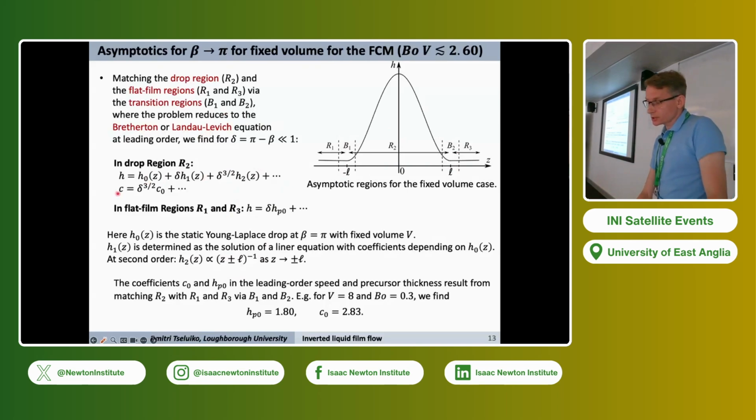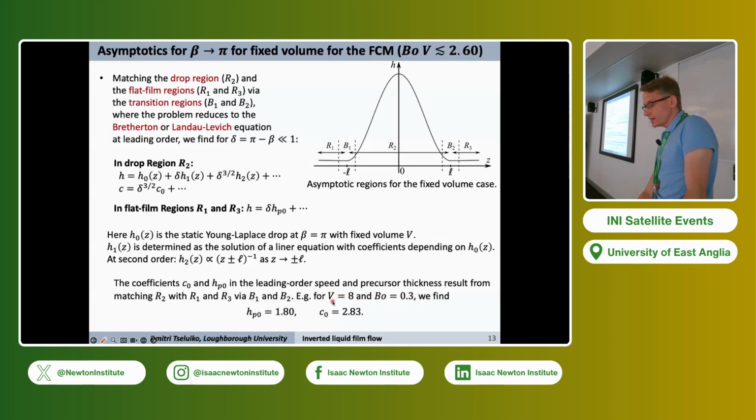Then the speed again scales as delta to the 3/2, where delta is simply pi minus beta. And in the film region, the film thickness scales as delta. These coefficients C0 and HP0 in the leading order solution, now for the full curvature model, depend on the volume and the Bond number. This is unlike the linearized curvature model, where these are universal constants. So we need to obtain these values for each value of the volume and Bond number.